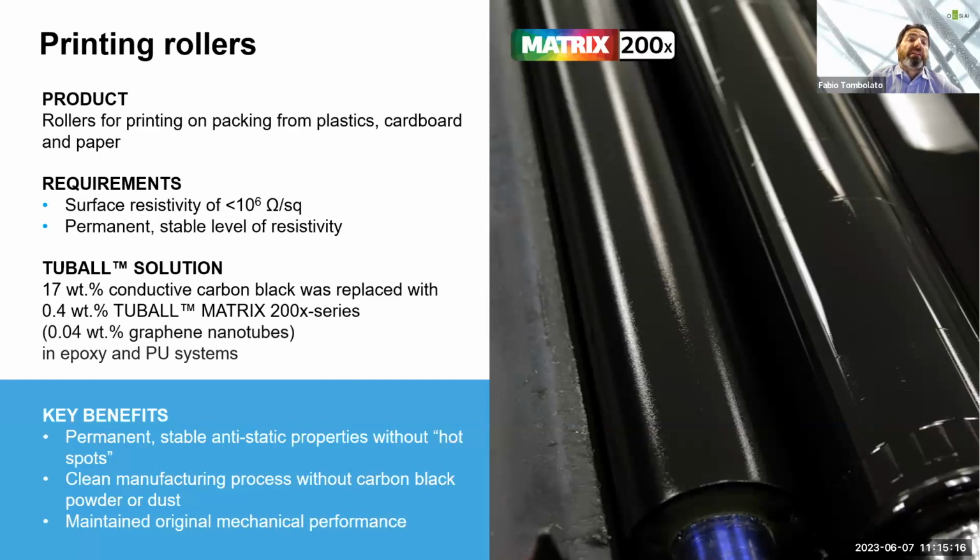This case is very interesting because it shows you how graphene nanotubes can also improve the quality in your production. In this specific case, 17% of conductive carbon black was substituted with only 0.4% of TUBALL matrix. It means that using TUBALL matrix, you will have less material to move in production, you will not have dust production, and you can guarantee a clean production site.